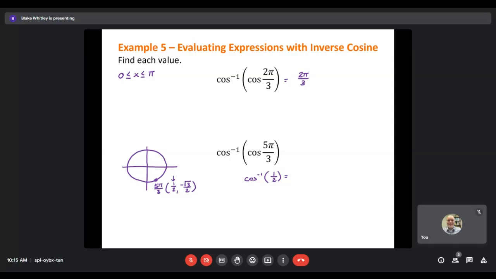So now I need to find the value where the cosine would be 1/2. It has to be somewhere between 0 and pi. Since it's a positive 1/2, that puts me in the first quadrant. So it's going to be 1/2, square root of 3 over 2, and that point should be pi over 3. So again, if you have a value that's outside of that domain, in this case for inverse cosine from 0 to pi, then we can't use our cancellation properties. Actually evaluate the cosine at that value, and then use that to find the inverse.